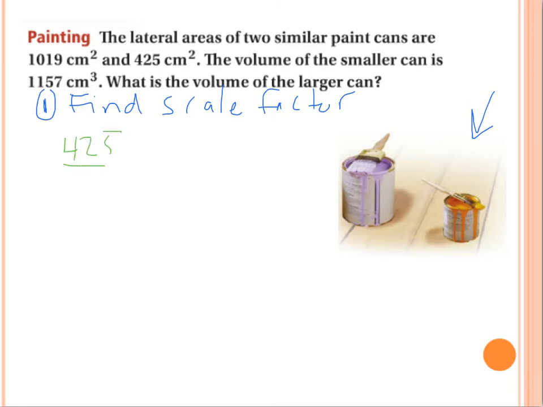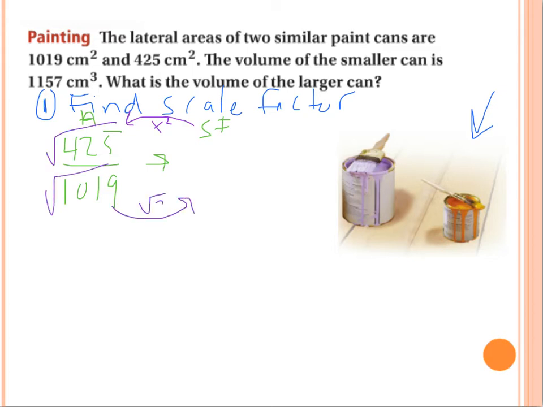425 over 1019. Again, this would be your area ratio, and I want to go back to my scale factor. So in order to get from my scale factor to area, I had to square the number. So in order to go backwards, I have to take the square root of that number. Now round to the nearest whole number. And now we get 21/32. So first find the scale factor.